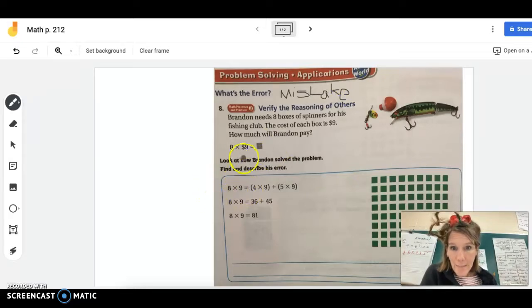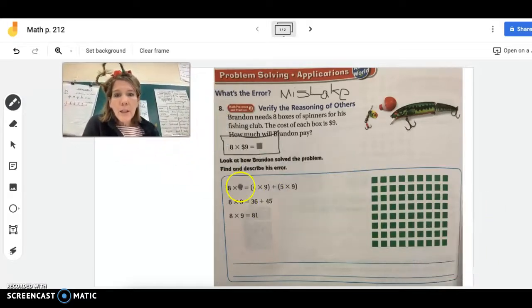So he needs 8 boxes. Each box costs $9. So here is the sentence that we need to solve the equation. 8 times $9 is equal to what? We need the product of 8 times 9. Look at how Brandon solved the problem and find and describe his error. Okay, so we already know he made a mistake because it says find his error. Okay, so now we need to look with real eagle eyes.